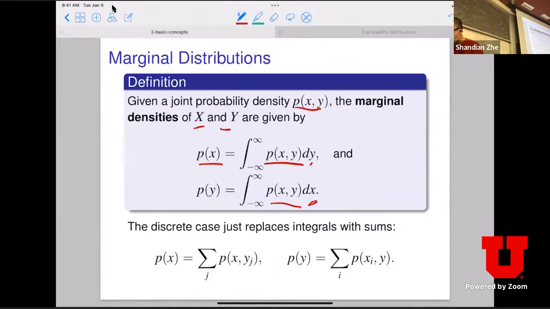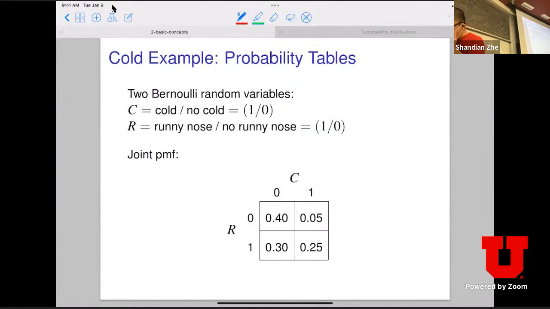In a broader sense, you can view integral and summation interchangeably, because one is defined as the limit of the summation over infinitesimal areas, and the other is just the summation. Here I'm just giving some examples. I believe this is pretty straightforward for everyone.